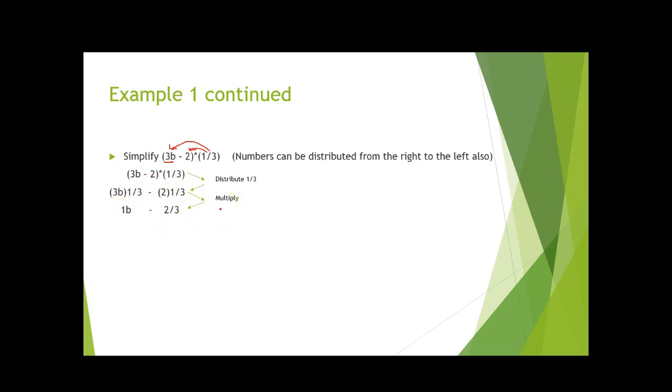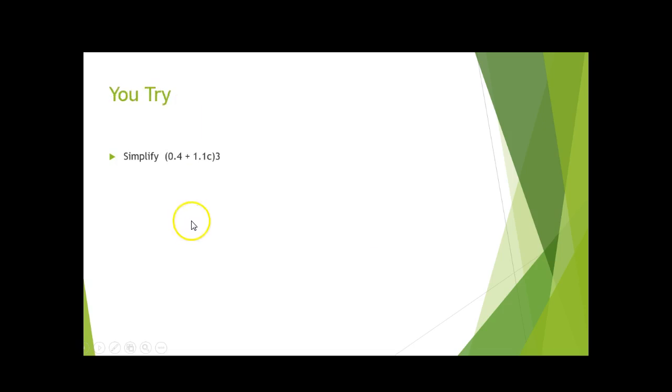Remember, when you're multiplying fractions, you always want to write whole numbers as fractions by putting 1 on the bottom. And if you wanted to multiply by 1/3, you'd have that fraction set up like that. 2 times 1/3 would be 2 over 1 times 1 over 3. So I can cross simplify here, and I'm just left with 1 times 1, which is 1, and 2 over 3. So that's where I got the 1b and the 2/3.